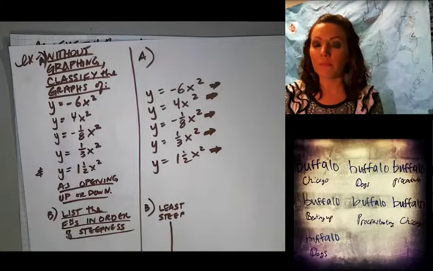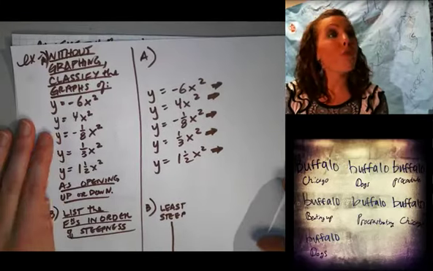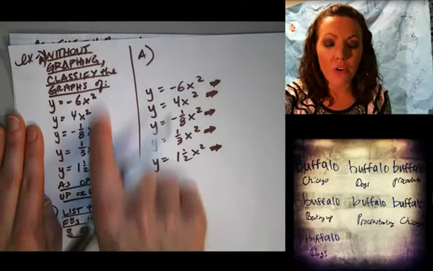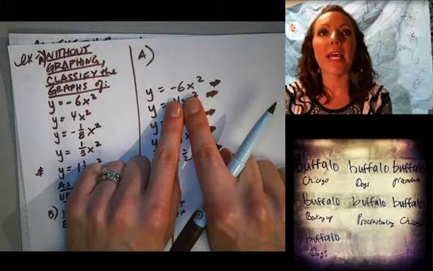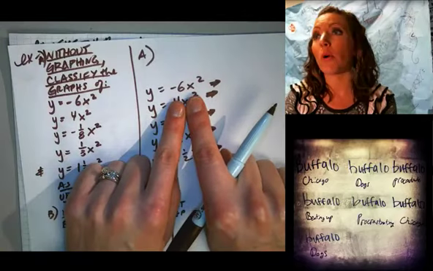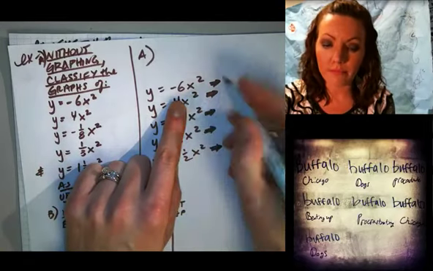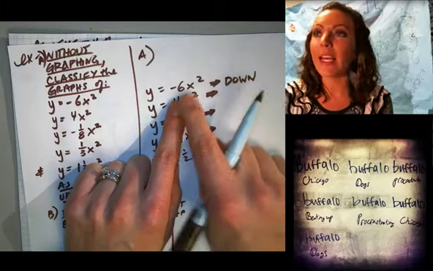Okay, here we go. Without graphing, classify these functions as opening up or down. Okay, y equals negative 6x squared. Who can tell me whether that opens up or down? Jade. Down. Why? Because it's negative. Down because it's negative. Everybody give it up for Jade.